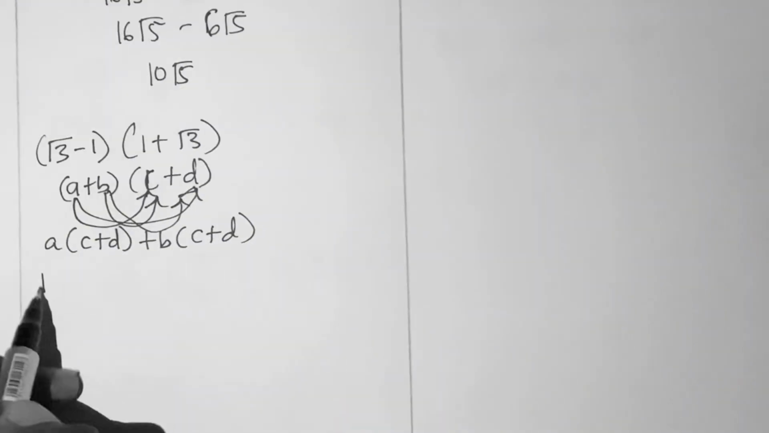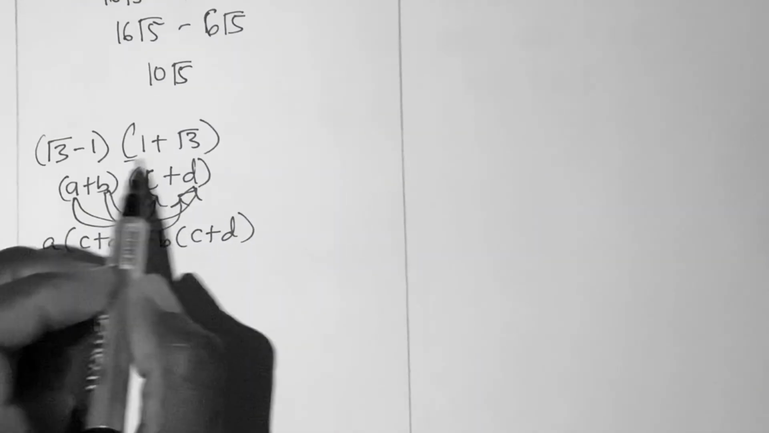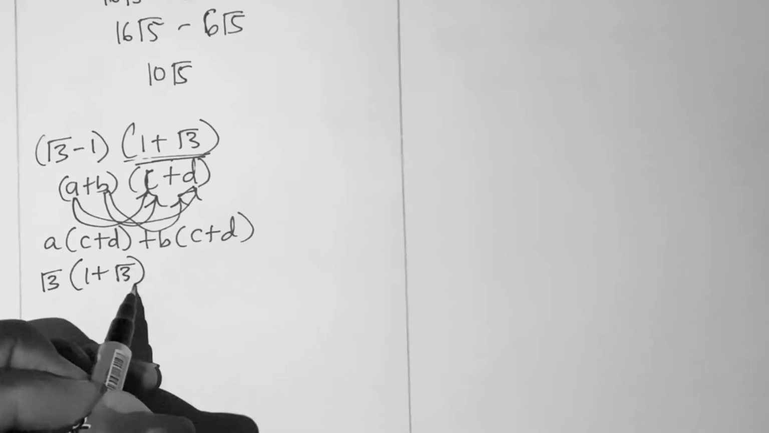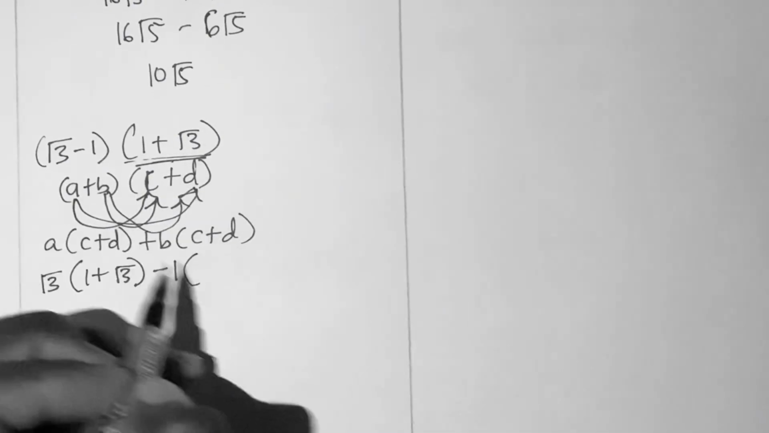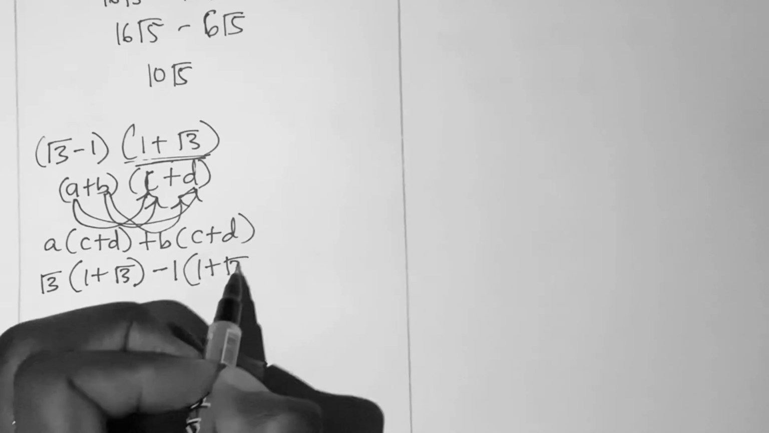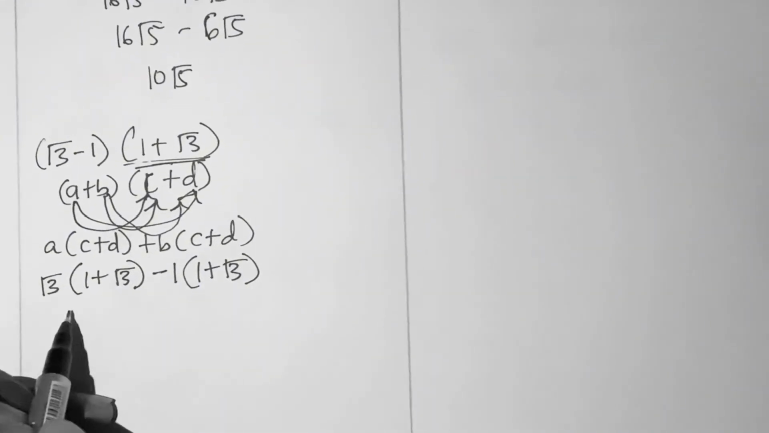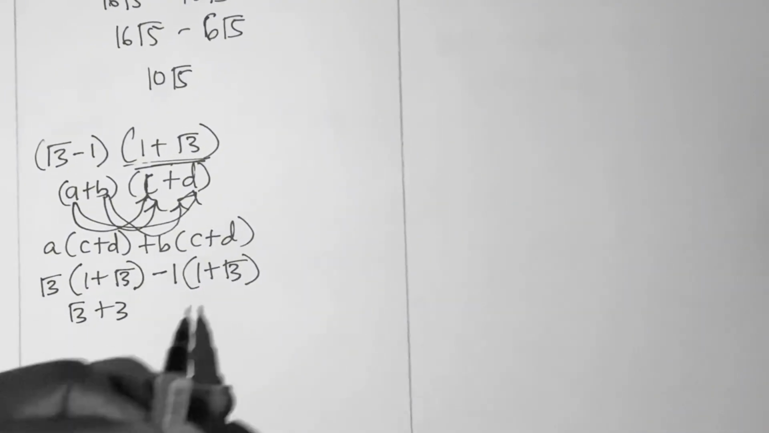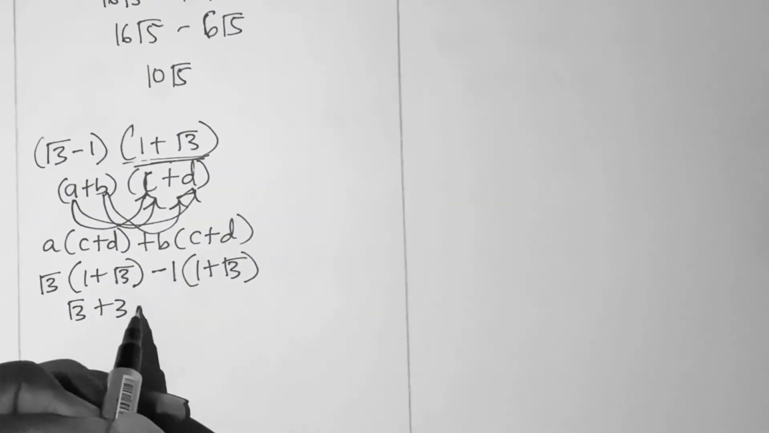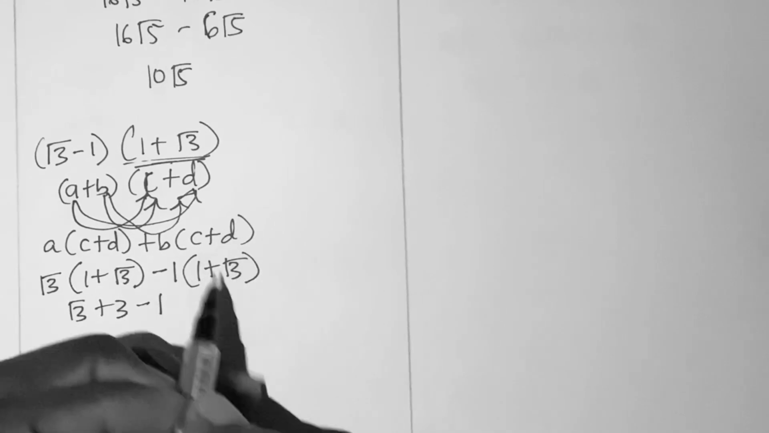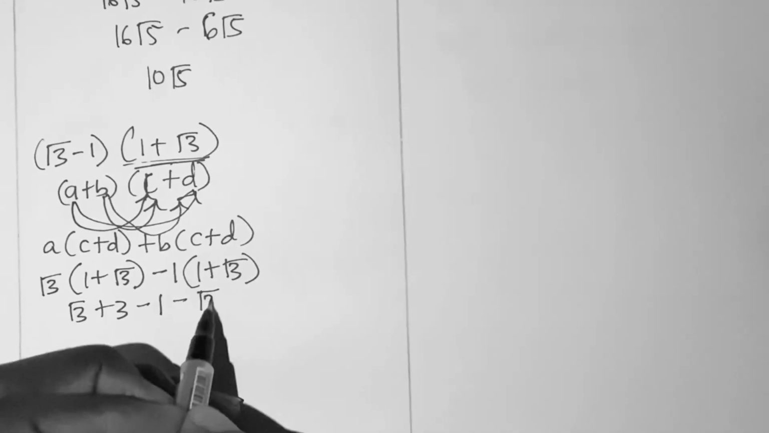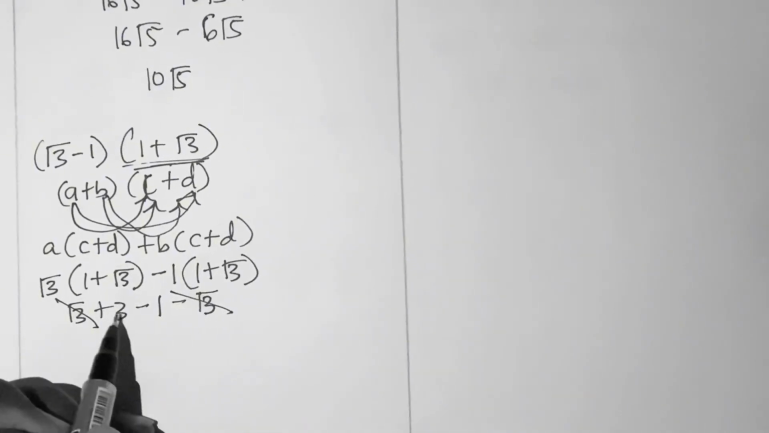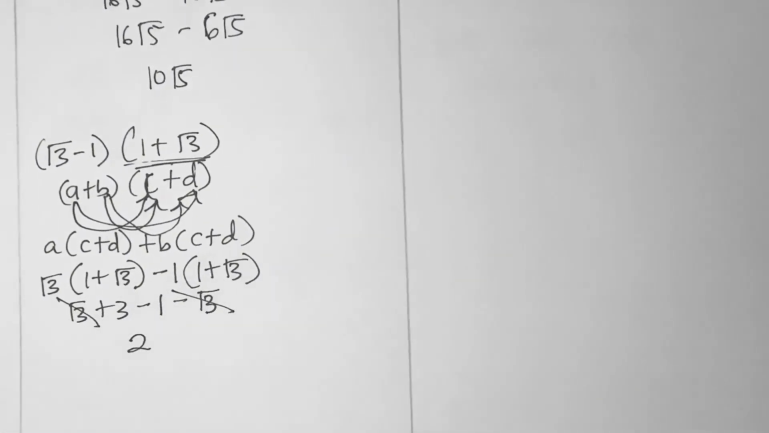So we'll do the same thing here. So this becomes square root of 3. Then we'll distribute it with this, so times 1 plus square root of 3. Then minus 1, then times 1 plus square root of 3. So root 3 times 1 is root 3. Root 3 times root 3 is 3. So plus 3. Minus 1 times 1 is minus 1. Minus 1 times root 3 is minus root 3. So this becomes root 3 and minus root 3 will cancel. 3 minus 1 is 2. So this will give us 2.